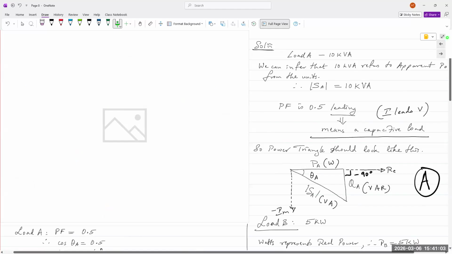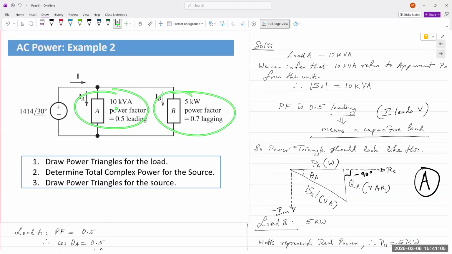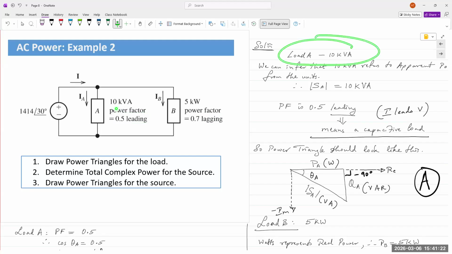Okay. Load A and load B, 1 unit of power is given, and then power factor is provided. 0.5 leading, 0.7 lagging. Okay, so let's extract information. Load A, 10,000 volt ampere, 10 kVA.